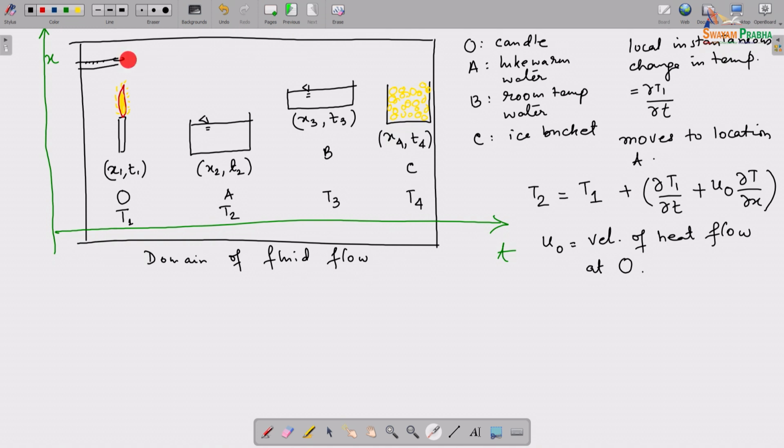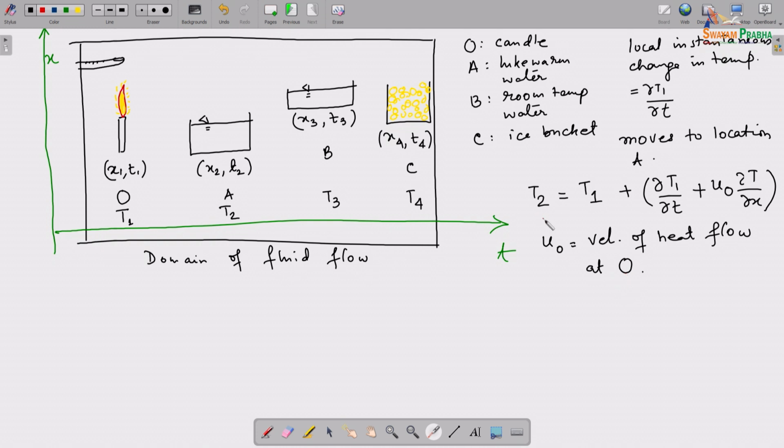And then I take my finger and move it to the location A. So I move it to location A, and then I plunge it into the tank of lukewarm water. The moment I do that, there is again another change, because there is a change in x, and the change in x is delta T1 delta x. It is happening at the rate u naught, where u naught is the velocity of heat flow at O.